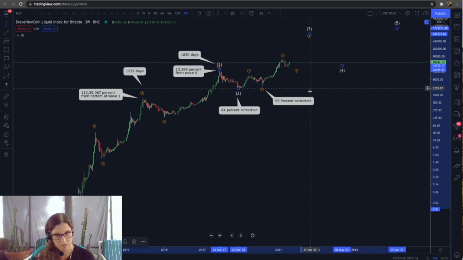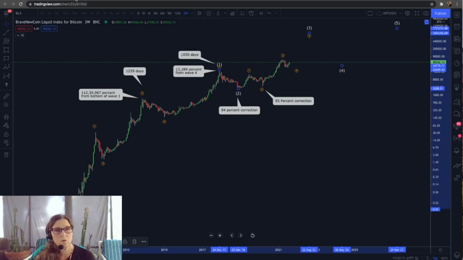Can this count change? Absolutely, it can change. But as it stands right now, this is what I'm going with for the overall count. I'm sure there's some Elliottians out there counting it different, and I may have to change it, but right now this is what I'm going with.